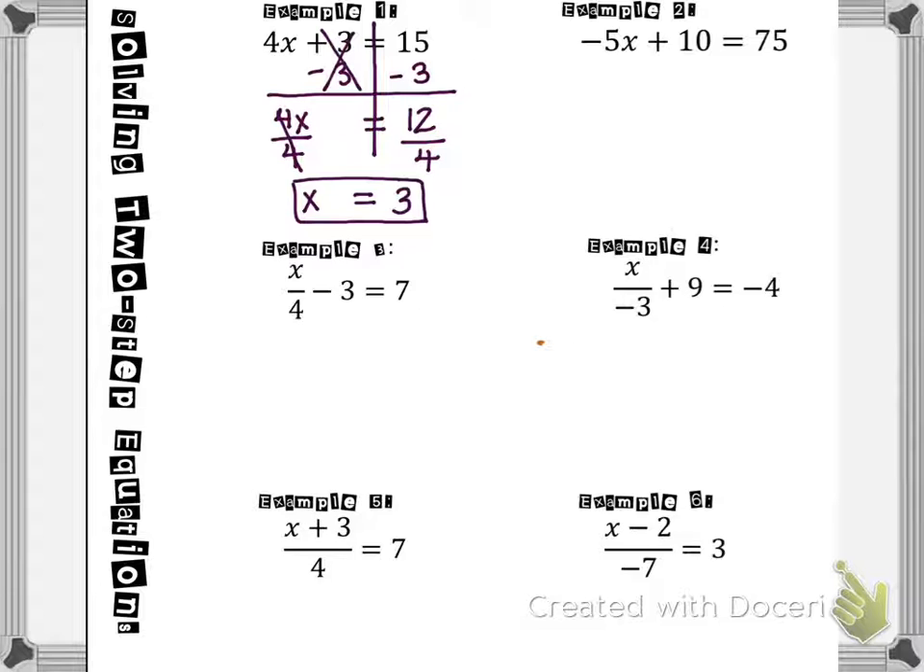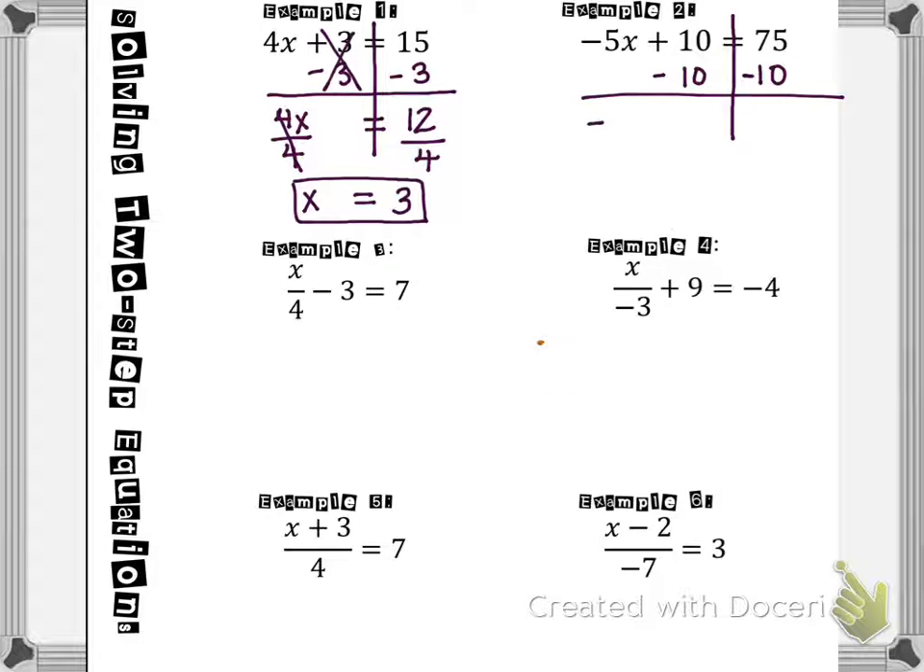Okay? Now we have another one. Negative 5x plus 10 equals 75. So I start off drawing my line just to separate both sides of my equal sign. I start with my constant. My constant is plus 10. I'm going to do the opposite and subtract 10 on both sides of my equal sign.